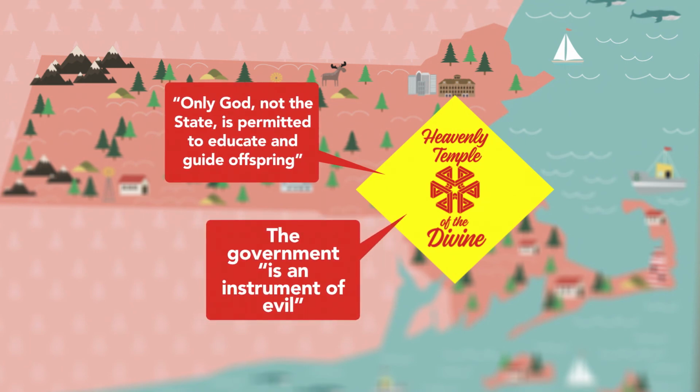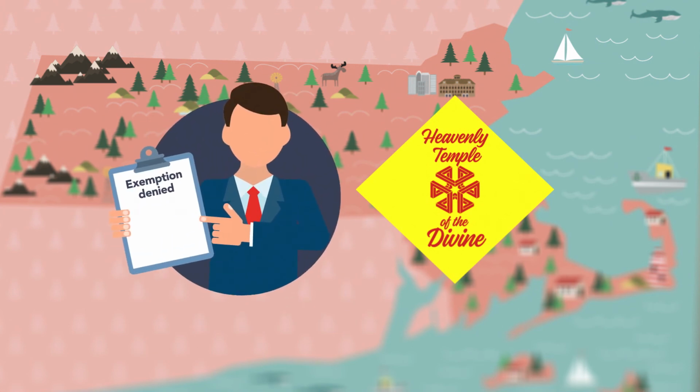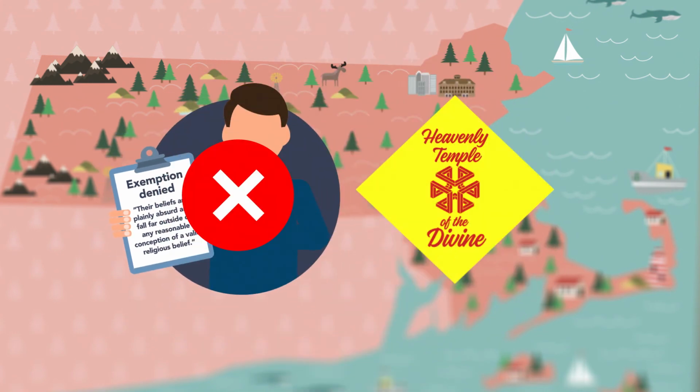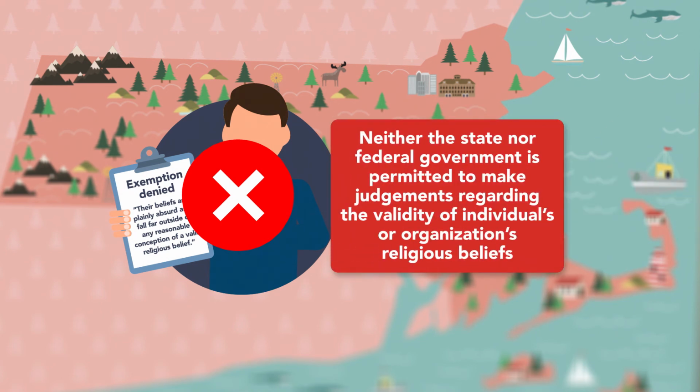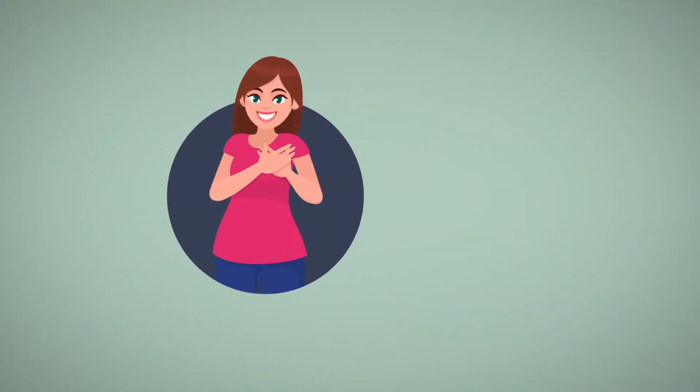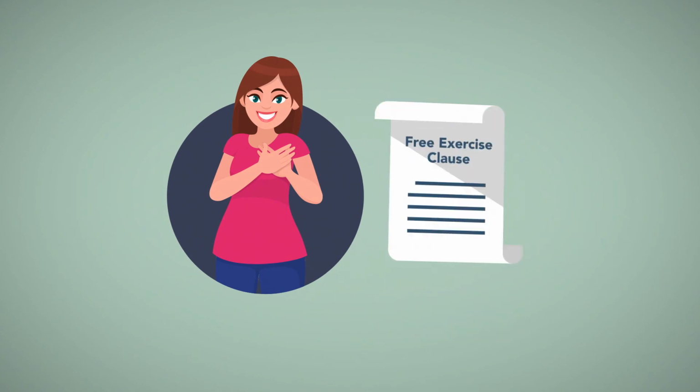instrument of evil. Massachusetts public officials have repeatedly stated that the Heavenly Temple of the Divine is not entitled to an exemption because their beliefs are plainly absurd and fall far outside of any reasonable conception of a valid religious belief. Massachusetts here is incorrect and has violated the First Amendment. Neither the state nor federal government is permitted to make judgments regarding the validity of individuals' or organizations' religious beliefs. As long as the religious belief is sincerely held, it is entitled to protection under the Free Exercise Clause.